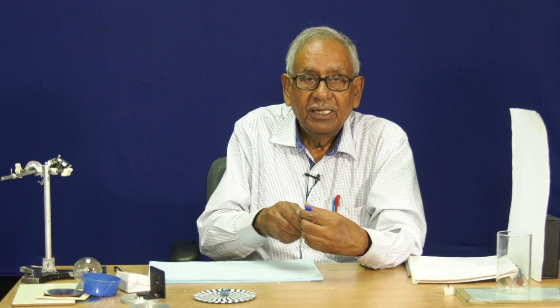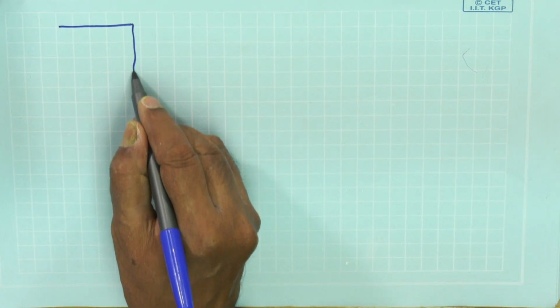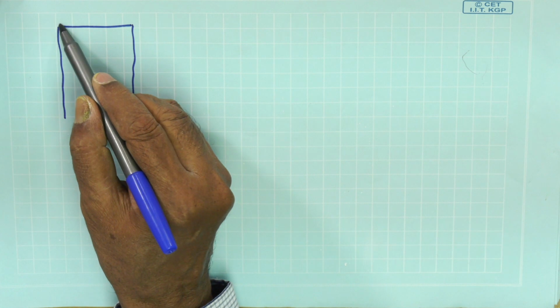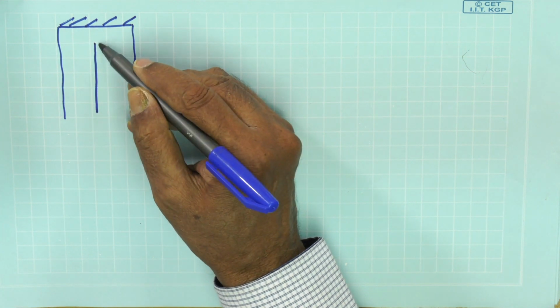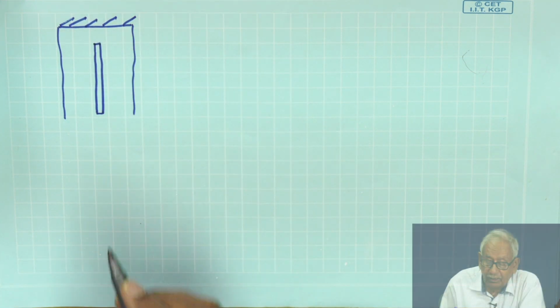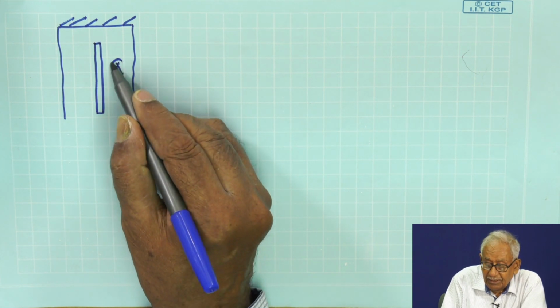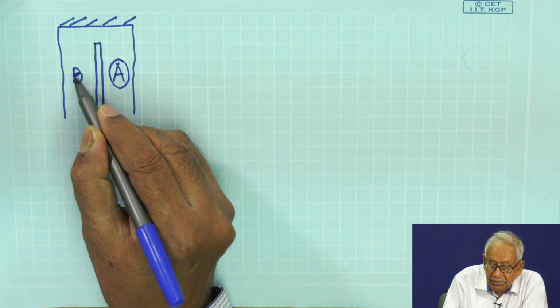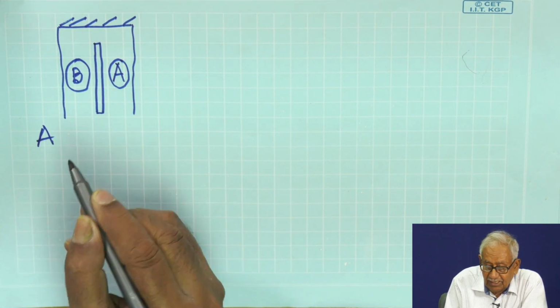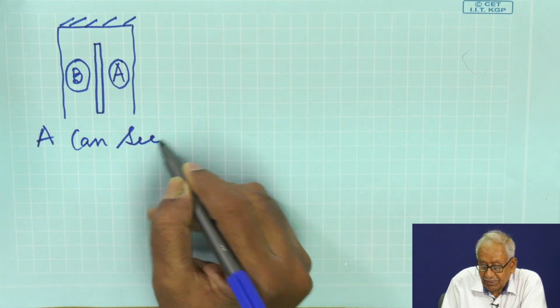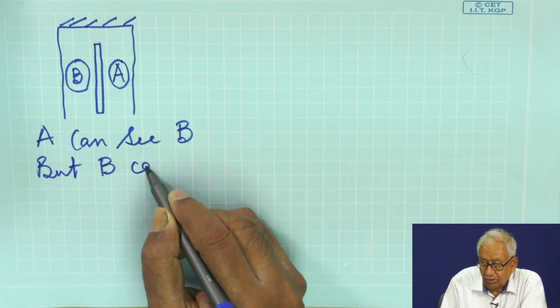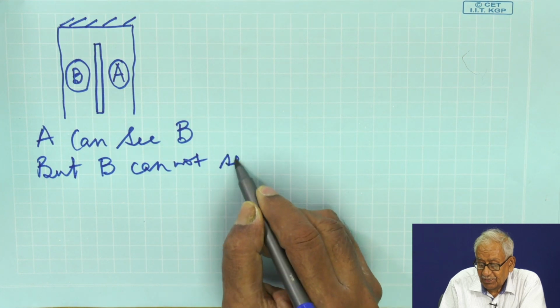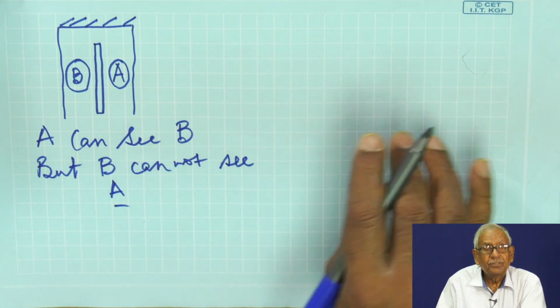Let us consider a Gedanken experiment. Say we have a room, and in this room there is a mirror on one wall, and there is a partition at the center of the hall, and there is a person A here and another person B there. Now, A can see B, but B cannot see A. Why is it so?